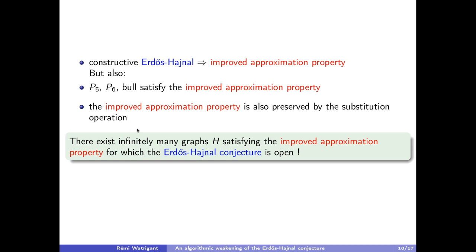Okay, so we have seen that the Erdős–Hajnal conjecture implies the improved approximation property, but there are also some graphs such as P5 and P6 which satisfy the improved approximation property but are still open for Erdős–Hajnal, and we have seen that the improved approximation property is preserved by the substitution operation. So the interesting fact about our conjecture is that there exist infinitely many graphs H, by combining, for instance, P5, P6 and the substitution operation, satisfying the improved approximation property for which the Erdős–Hajnal conjecture is still open. So our new conjecture is strictly simpler.